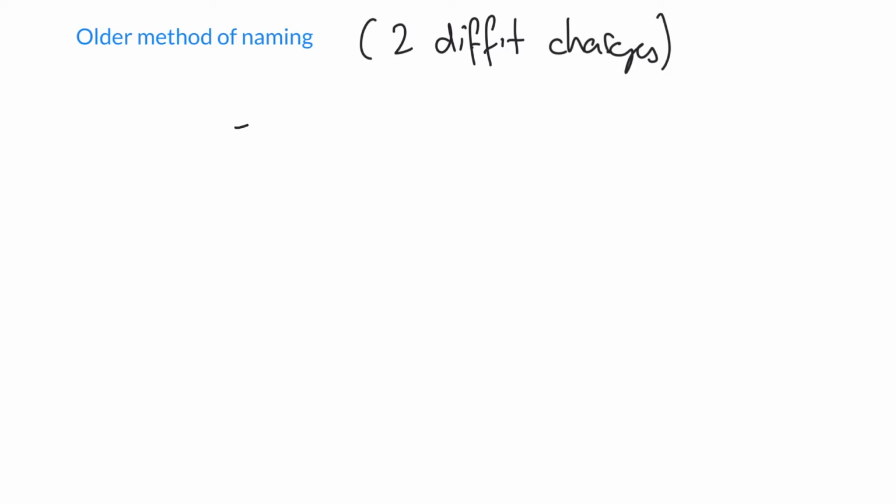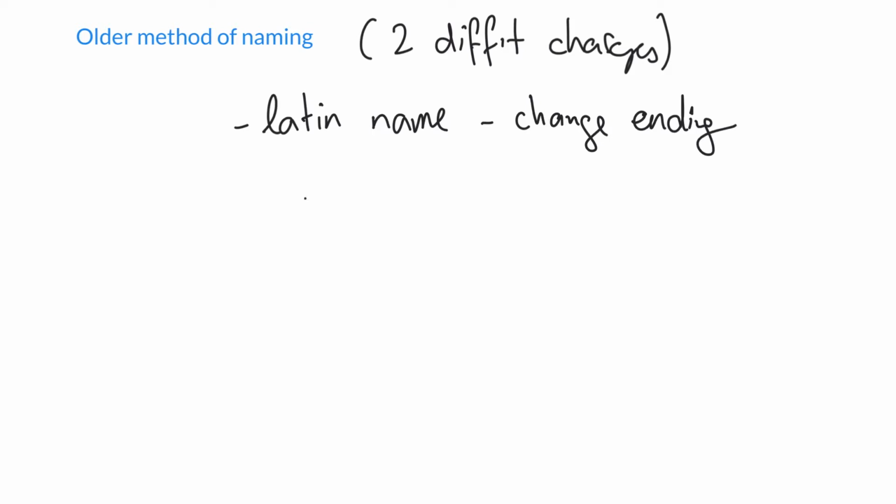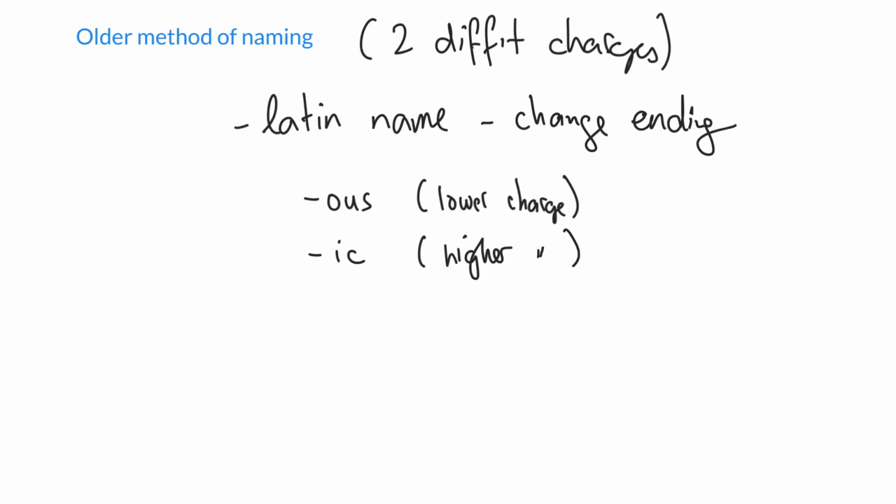In the older method of naming, you're going to love this, you use the Latin name. So, oh yes, I heard you groan. And you change the ending to one of two different phrases: ous or ic. You use ous if it's the lower charge, and you use ic if it's the higher charge. So if you've got two different charges, then you use ous or ic. So you do have to know the Latin name. So that's why you only have to know it for Fe and Cu. Fe is ferrum in Latin, and Cu is cuprum.